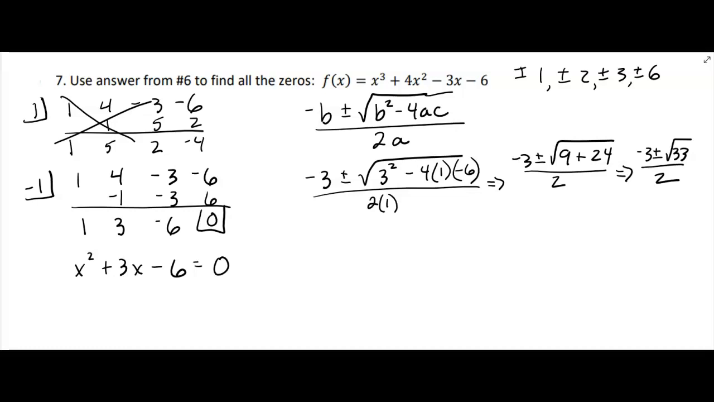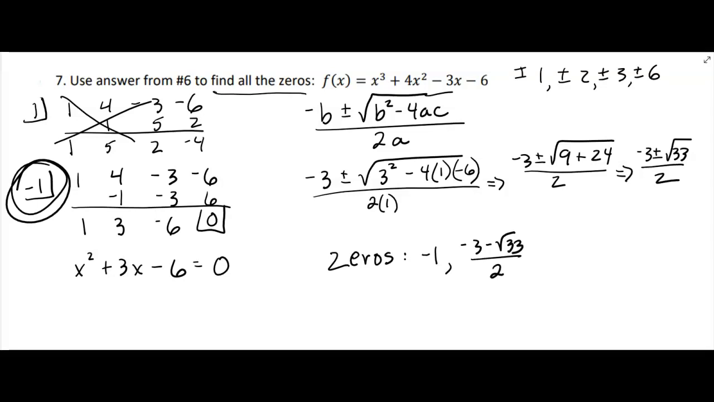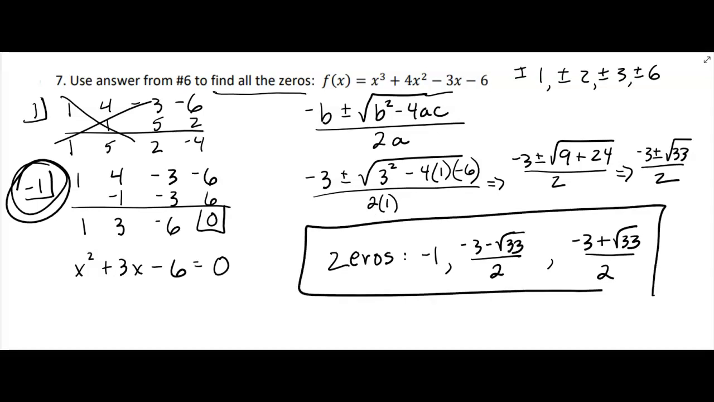Okay, so we're ready to write our answers. The question says find all the zeros. Don't forget the 0 you found over here. So for the zeros, you can just list them, or you can put it in set notation. -1 is a 0. -3 minus the square root of 33 over 2, that's just a real number. And then -3 plus the square root of 33 over 2. And that's it right there. Those are the zeros. Okay, that's that one.